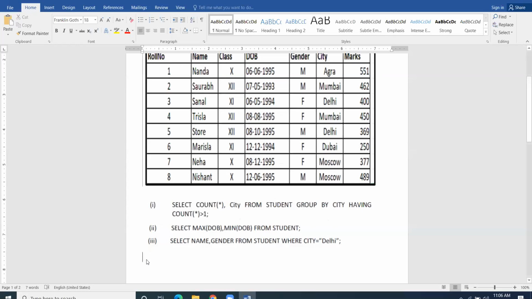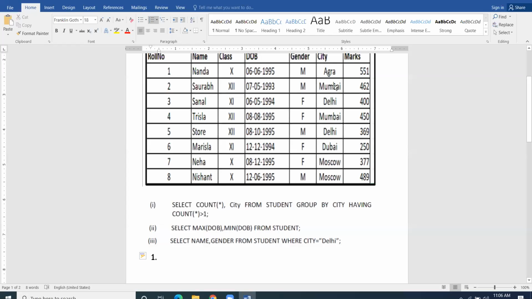So the output for the first command will be, we have first Agra. Agra is coming only one time. So we are not going to take into consideration Agra because the condition has also been given over here that the occurrence of the value should be more than 1. Agra occurrence is just 1, so the condition is not satisfied. So we are not going to take Agra in our answer.